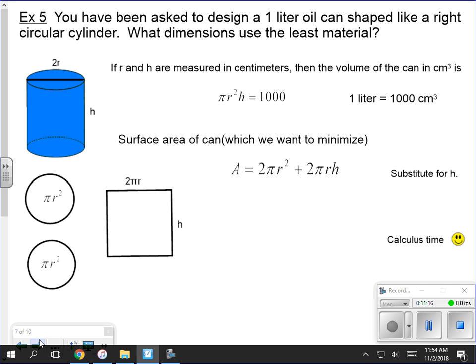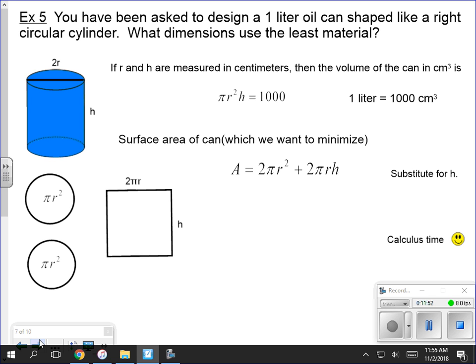Okay. So I have an equation for the surface area, but I have a problem. Too many variables. Area is a function of both the radius and height. So I need to eliminate one of the variables. But I have a second equation that talks about volume, because I have a very specific volume. My volume is 1 liter, which is 1,000 centimeters cubed. So we're doing this in centimeters. So I want to eliminate one variable.